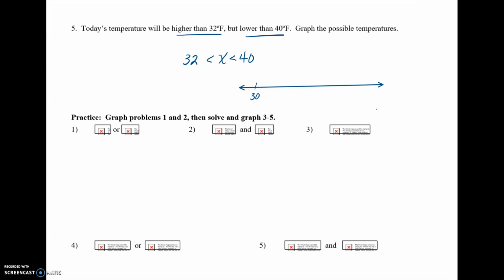I'm going to start at 30 and go by 2s. Open circle on 32 because it's higher than 32. Open circle on 40. So any of the temperatures in between there will make that true.